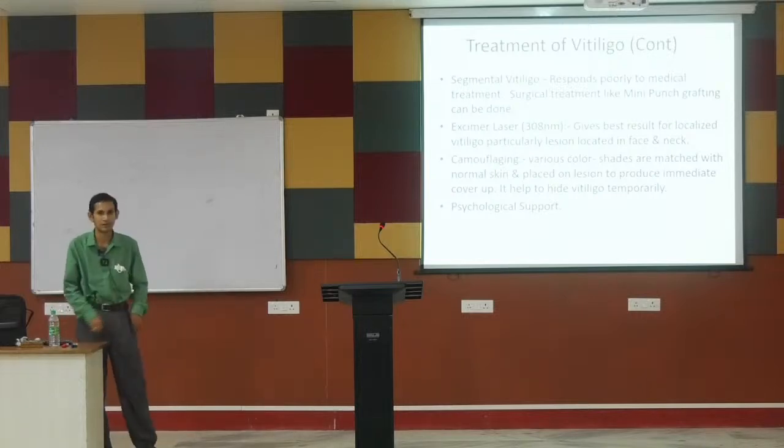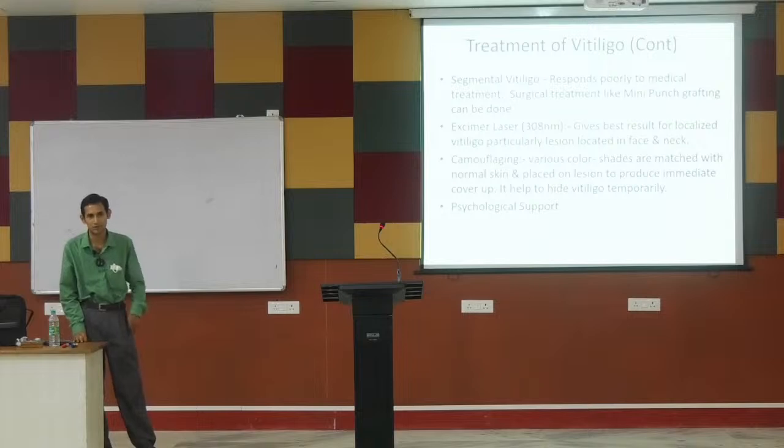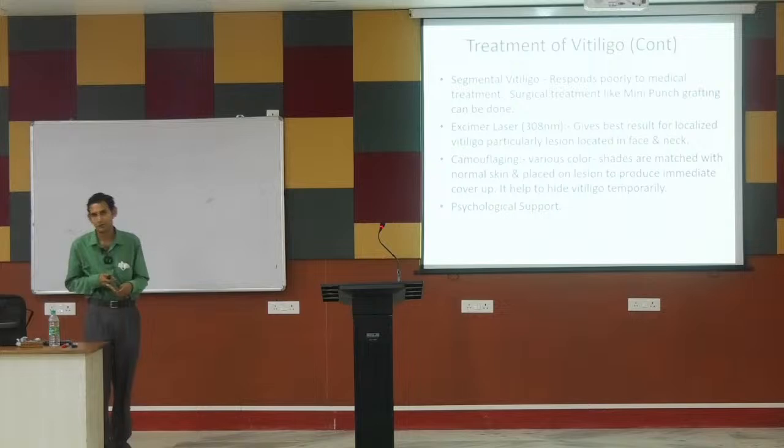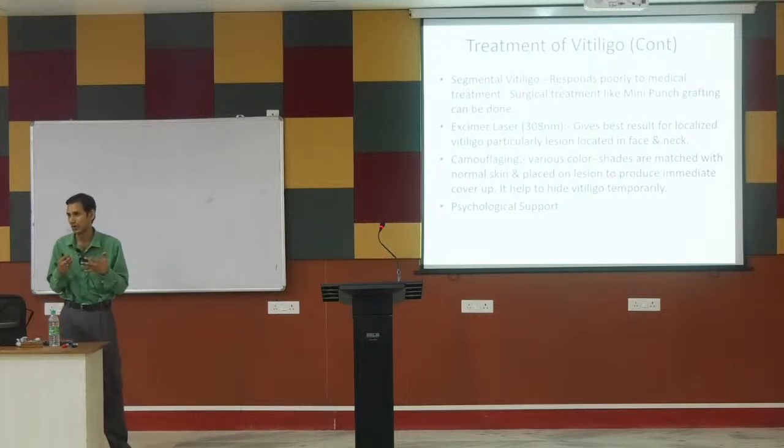It is not a permanent treatment. And now the psychological support. Psychological support is the most important aspect of the treatment. Suppose a child comes with vitiligo, the most important thing is that he or she should be counseled regarding the nature of the disease, and every patient should be counseled to come as early as possible. If the lesion is localized, they should come as early as possible, and they should be told that every hypopigmented or depigmented patch is not vitiligo. So proper counseling and proper consultation with the dermatologist is the most important.